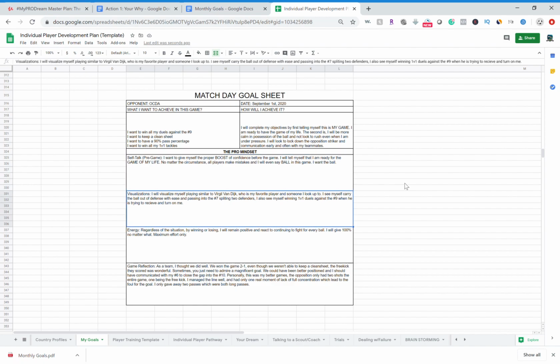Visualizations. So in this one, I'm going to visualize myself playing similar to Virgil van Dijk, who is my favorite player and someone I look up to. I see myself carrying the ball out of defense with ease and passing it into the number 7, splitting 2 defenders. I also see myself winning 1v1 duels against the number 9 when he is trying to receive and turn on me. Right? So visualization is all about you seeing yourself doing something. So I even give you a reference point here. I see myself playing similar to Virgil van Dijk. So then you can translate that into your own way. So you can picture yourself playing like Virgil van Dijk and dominating those areas.